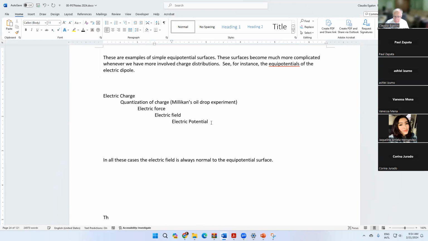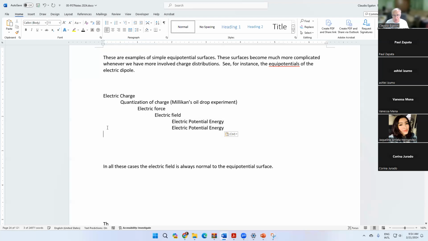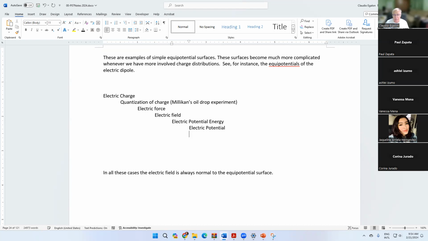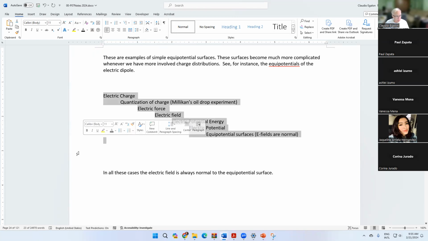Oh, even better, electric potential energy, right? Energy comes before the potential. And then you have the electric potential. And within the idea of the electric potential, we have the equipotential surfaces. Equipotential surfaces, okay? If fields are normal to these surfaces. That's the map of the course so far, what we have covered in the course so far.